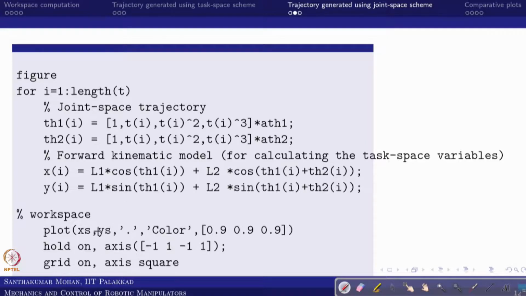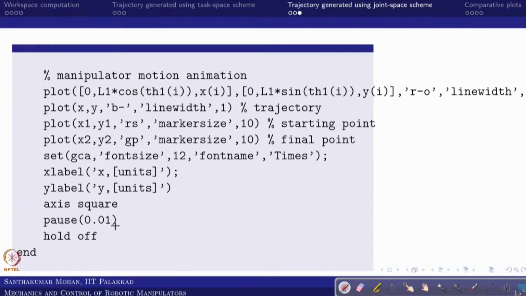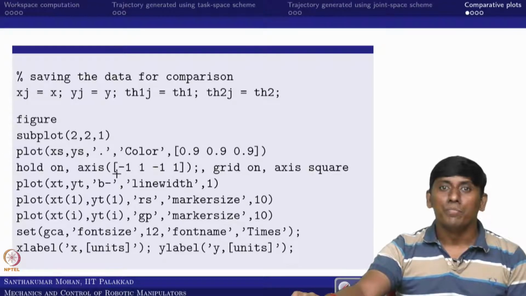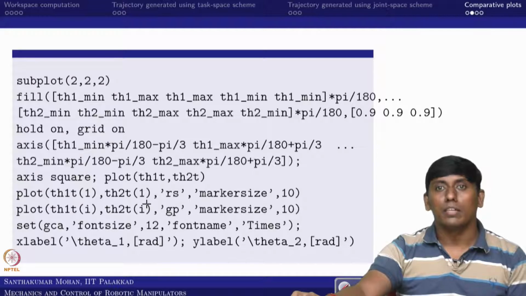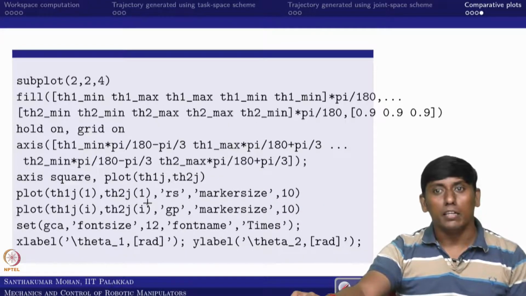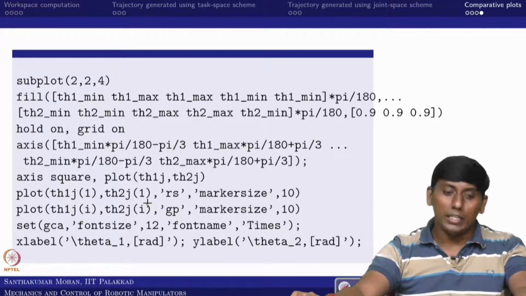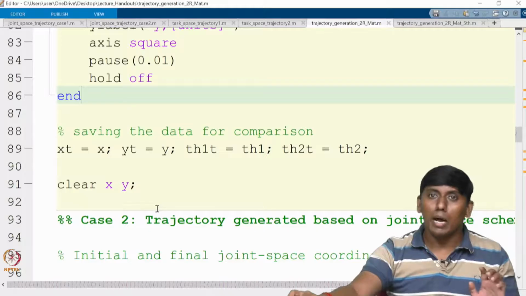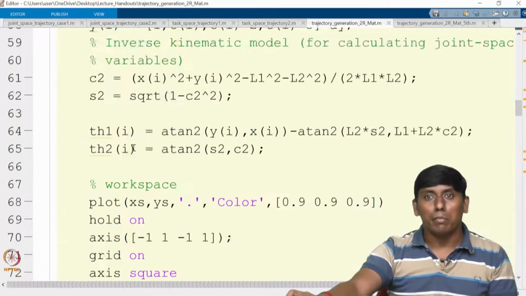Then we can again plot the workspace and show the individual animation. Finally, we will end with a comparative plot, where you can see how both trajectories look. One is joint space, the other one is task space, and we are trying to compare them. For that we are trying to plot individual cases, and then we are ending it. For getting more clarity, I already said it's a short video, so we will go to MATLAB. If anything, we will explain then and there.